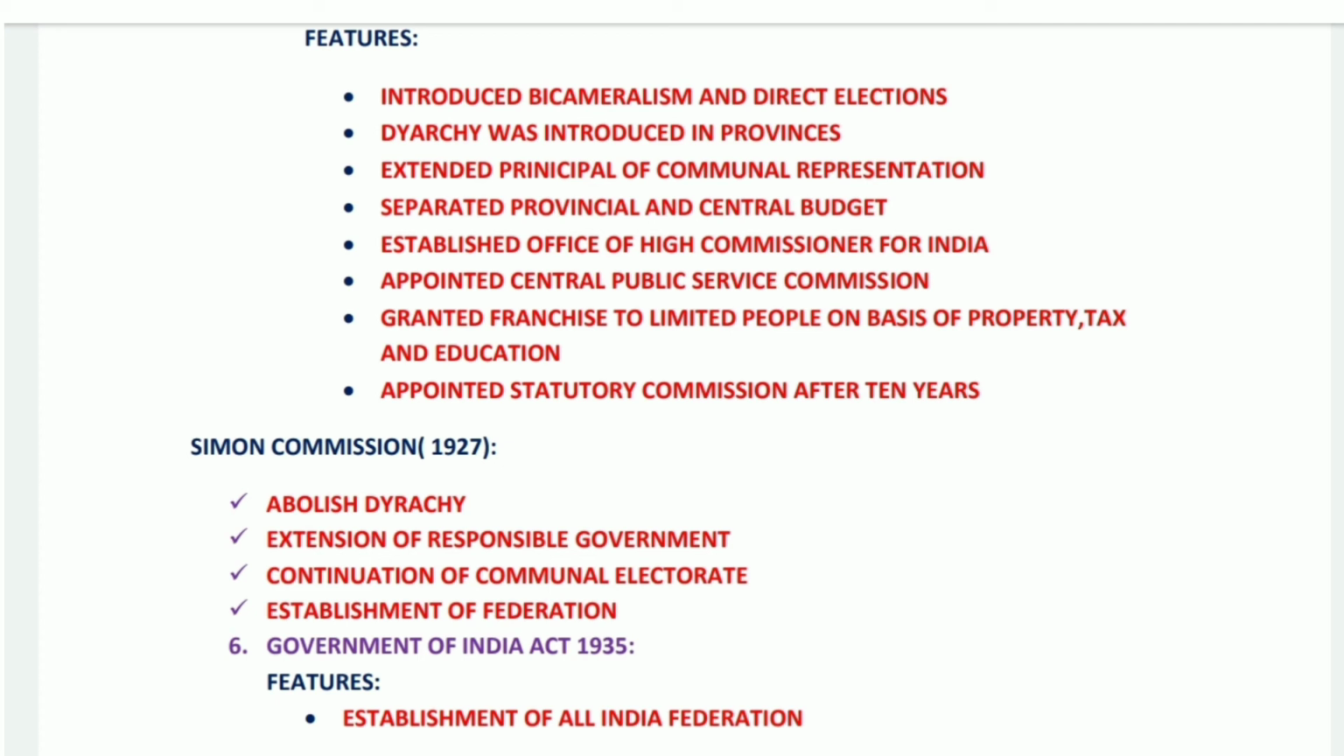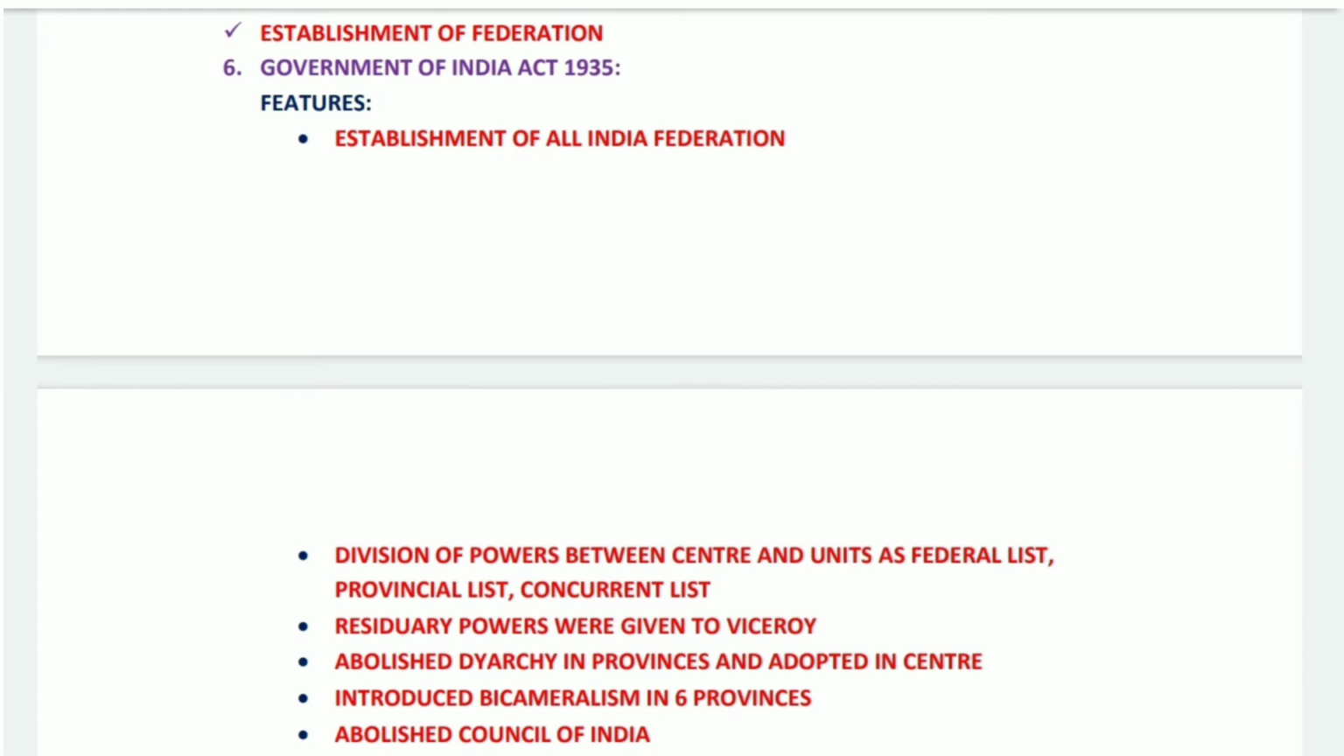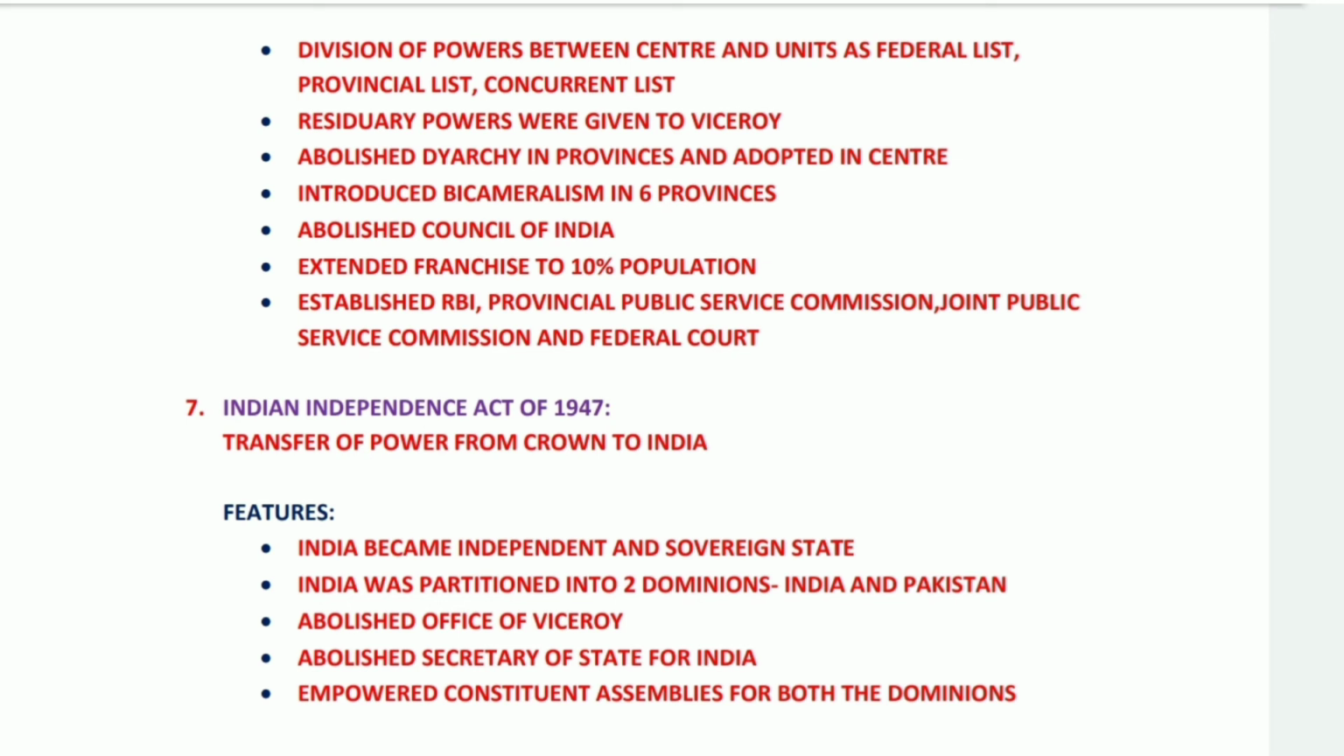So under this Government of India Act 1935, the British government provided establishment of All India Federation, which was recommended by Simon Commission, and this act divided the powers between center and units as federal, provincial, and concurrent, and residuary powers were given to Viceroy. And this act abolished diarchy in provinces, and it introduced provincial autonomy, that is, provinces got their power and authority directly from the British Crown, and they had their independent financial powers and resources.